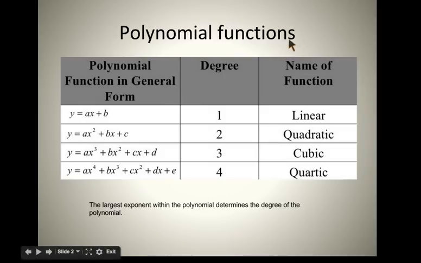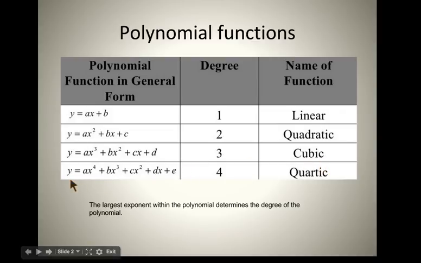Below are some polynomial functions in general form. For y equals ax plus b, the degree is 1, and therefore the function is called a linear function. For y equals ax to the power of 2 plus bx plus c, the degree is 2, and therefore it is a quadratic function. For y equals ax to the power of 3 plus bx squared plus cx plus d, the degree is 3, and therefore the function is called a cubic function.